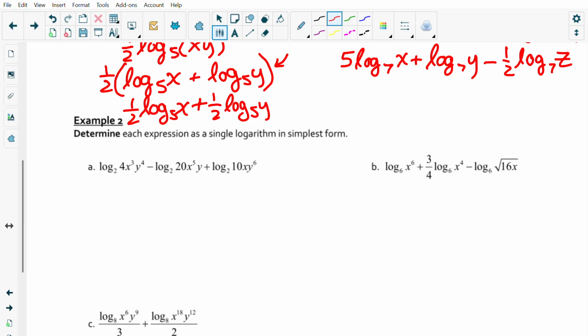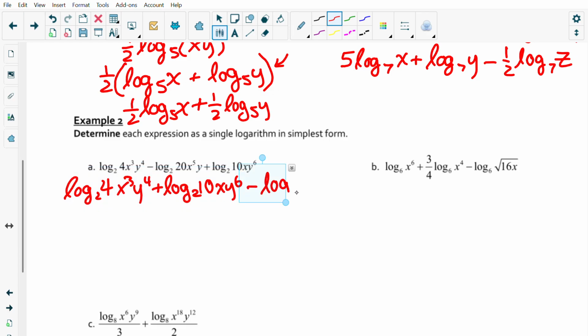First thing I see here is, let me rearrange it like this. So log base 2 of 4x cubed y to the 4th plus log base 2 of 10x y to the 6th minus log base 2 of 20x to the 5th y.